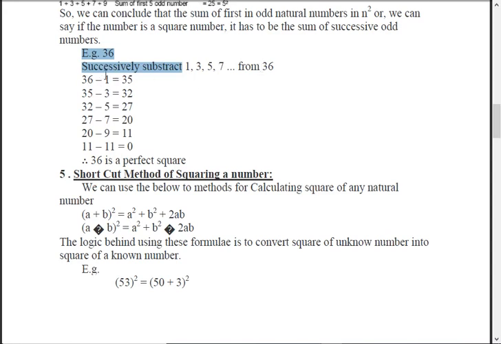Let's see. 35 minus 1 is 34, then minus 3 is 31, minus 5 is 26, minus 7 is 19, then minus 9 is 10. Now 10 minus 11, can you do it? No. So 10 remains, it's not 0. That's why 35 is not a perfect square. So this logic you can apply when you go for a computer program algorithm. You can use this logic to find if any number is a perfect square.